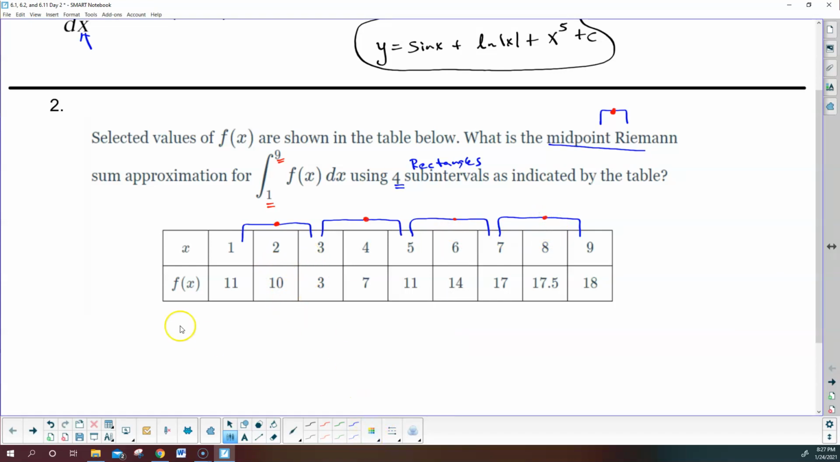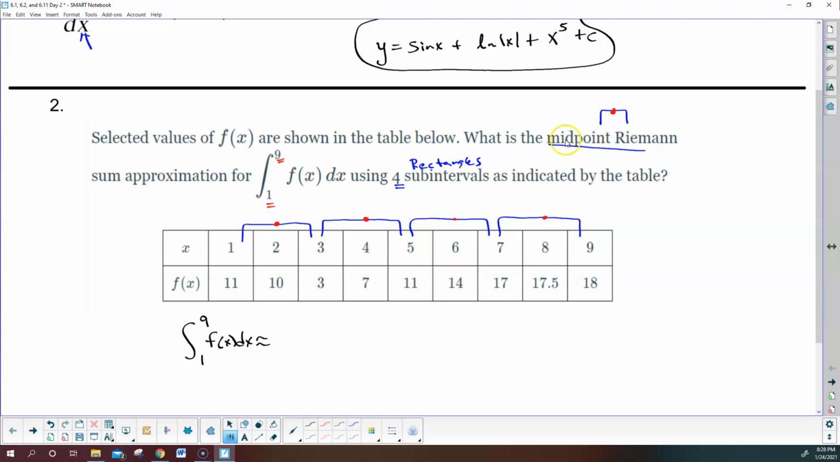And now we're going to set up the integral from 1 to 9 of f of x dx. Now I'm going to put an approximate symbol here because this isn't a perfect area under the curve, it's just an estimate.